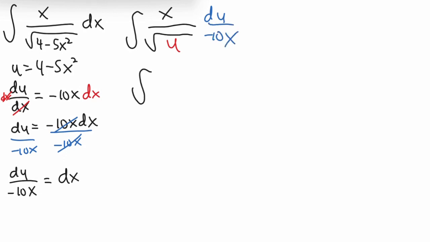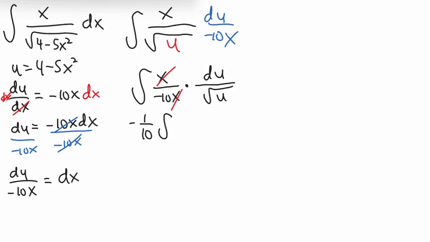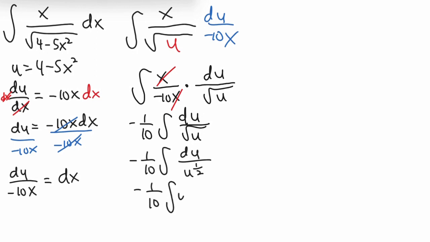Right, so let's reorganize a little bit here. I'm going to move the x, negative 10x here. And we're going to have du over square root of u. The x's cancel, and we can bring the constant out in front of the integral, so it's going to be negative 1/10 integral of du over square root of u. Now square root of u is the same thing as u to the 1/2 power, and we can bring that up to the top. If you do that, it becomes u to the negative 1/2 du.